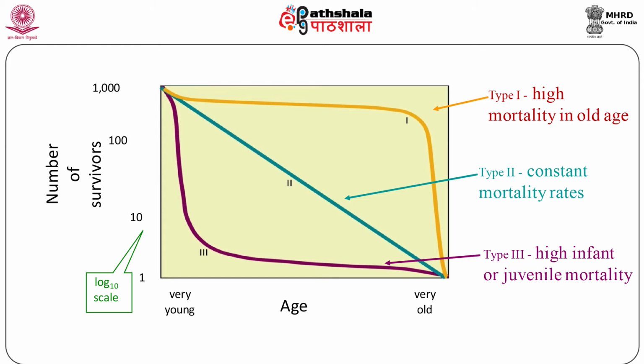The survivorship curve helps in identifying the critical stage of the population or life cycle of the individuals at which mortality is high. In this figure, we can see the types of survivorship curves with explanation.